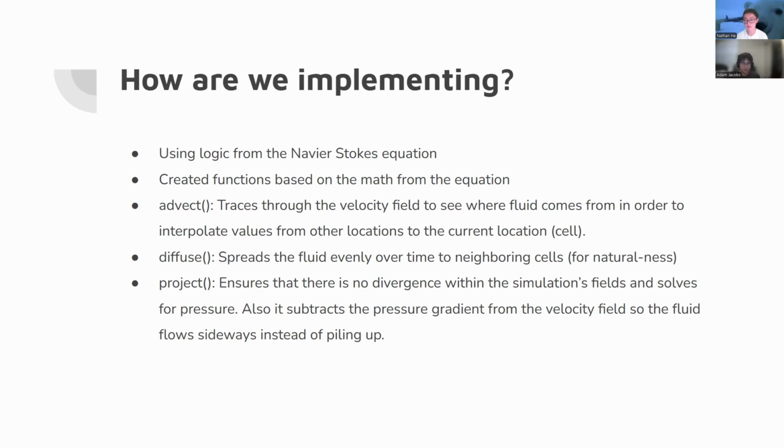The project function ensures that there's no divergence within the simulation. This basically helps it follow Newton's laws, where liquid isn't created too much or dissolved too much, so it helps avoid compression and divergence. It also subtracts the pressure gradient from the velocity field, so the fluid flows sideways instead of piling up.